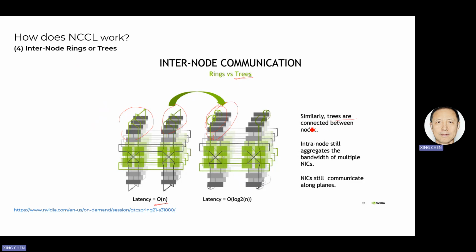Trees are connected between nodes. Okay, so this is the connection between nodes. Intranodes still aggregate the bandwidth of multiple NICs. So if you have 4 NICs, you are going to have 4 times the bandwidth to get out of the node. So there's a 4 times benefit of NICs to reach out of the server.